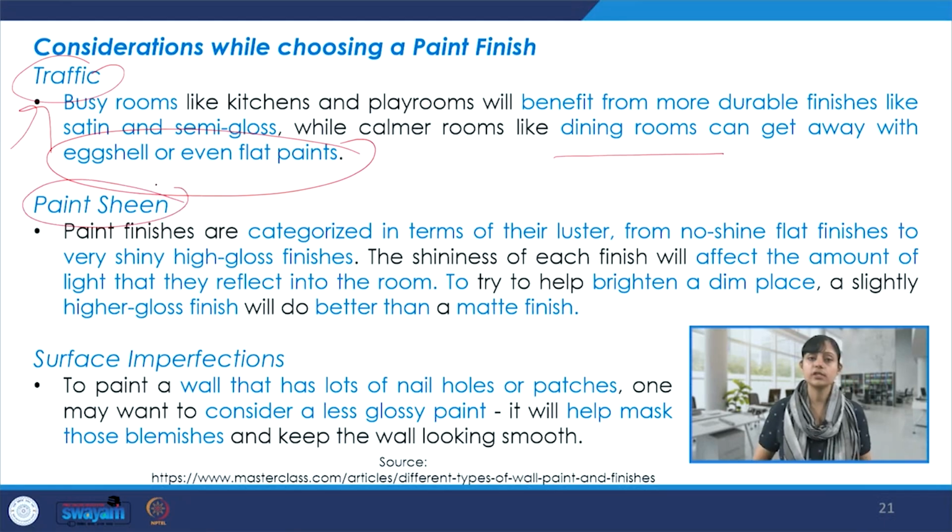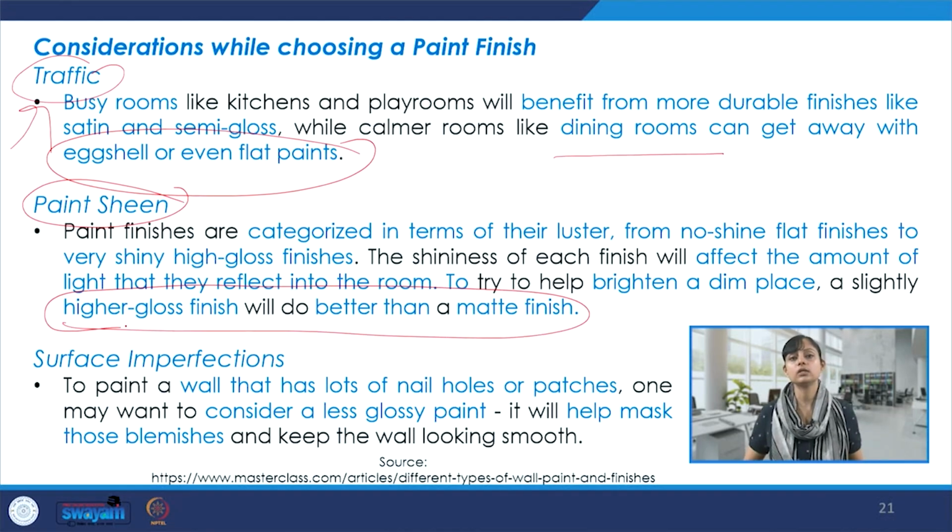Then the other consideration is paint sheen. So paint finishes are categorized in terms of the luster, from no shine flat finishes to very shiny high gloss finishes like we just saw. And this shininess actually affects the amount of light which is reflected into the room. So then we have to pick and choose. To help brighten a dim place, a slightly higher gloss finish will do better than a matte finish. So then we have to see our site conditions and what is the space which is being treated.